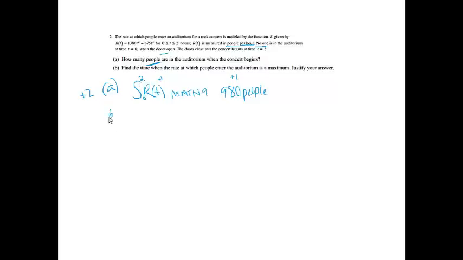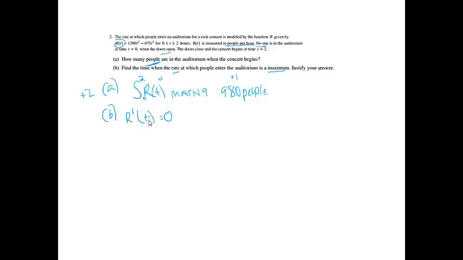All right, part B. Find the time when the rate at which people enter the auditorium is a maximum and justify your answer. Okay, if I want to know when the rate is a maximum, the rate is R. If I want to know when R is a maximum, first thing that I need to do is find where R prime is equal to 0. So we're trying to find a critical number here. To figure out where R prime equals 0, we do get to use our calculator.